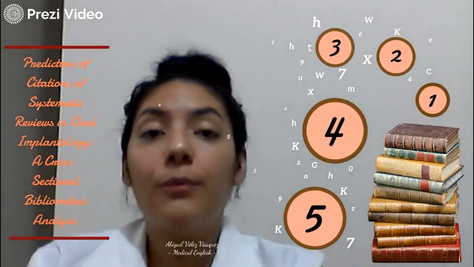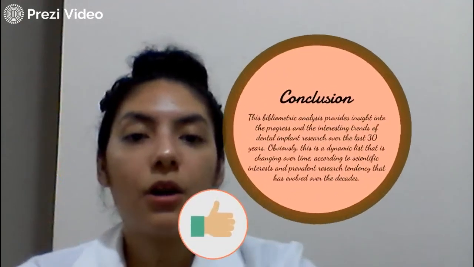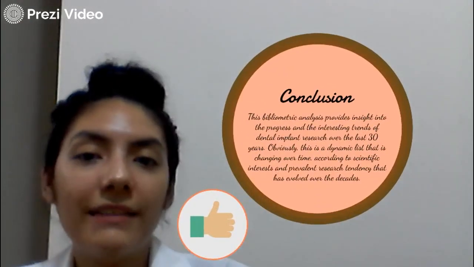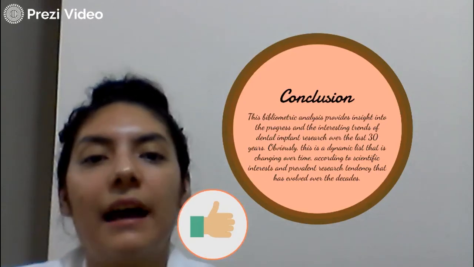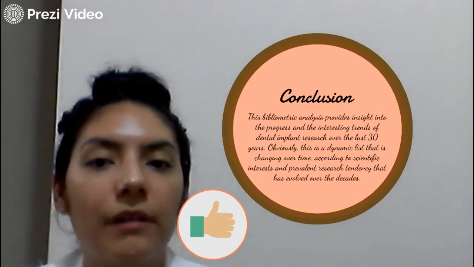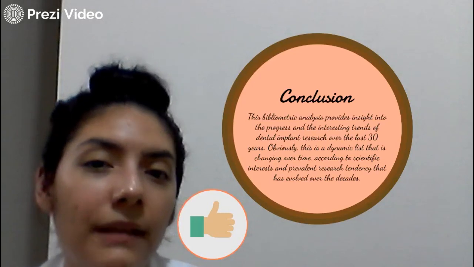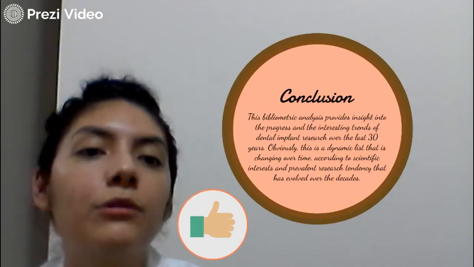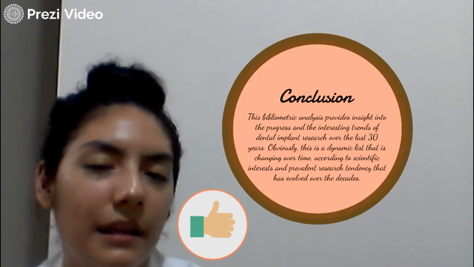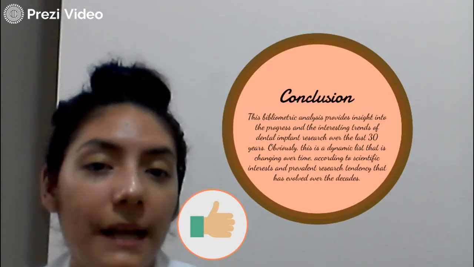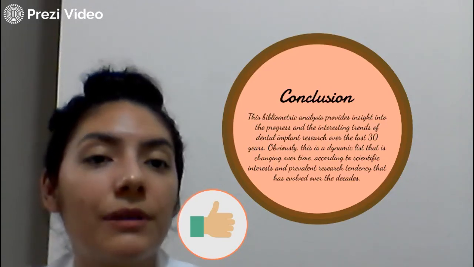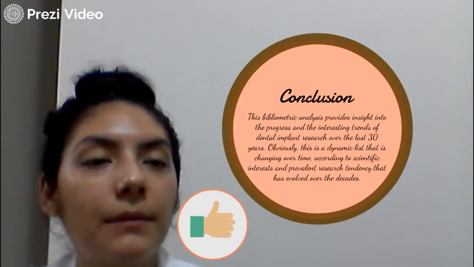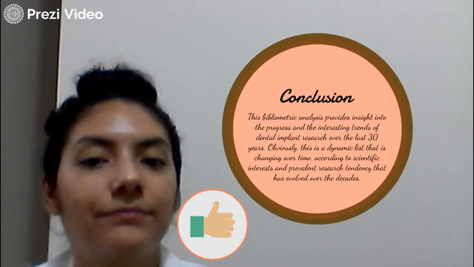And finally, the number 5. Conclusion. This bibliometric analysis provides insight into the progress and the interesting trends of dental implant research over the last 30 years. Obviously, this is a dynamic list that is changing over time according to scientific interest and prevalent research tendency that has evolved over the decade.